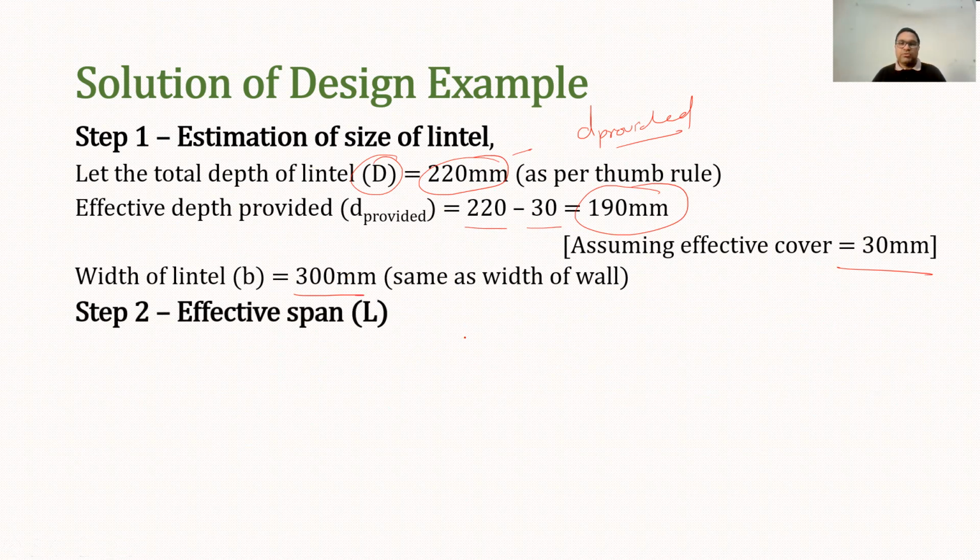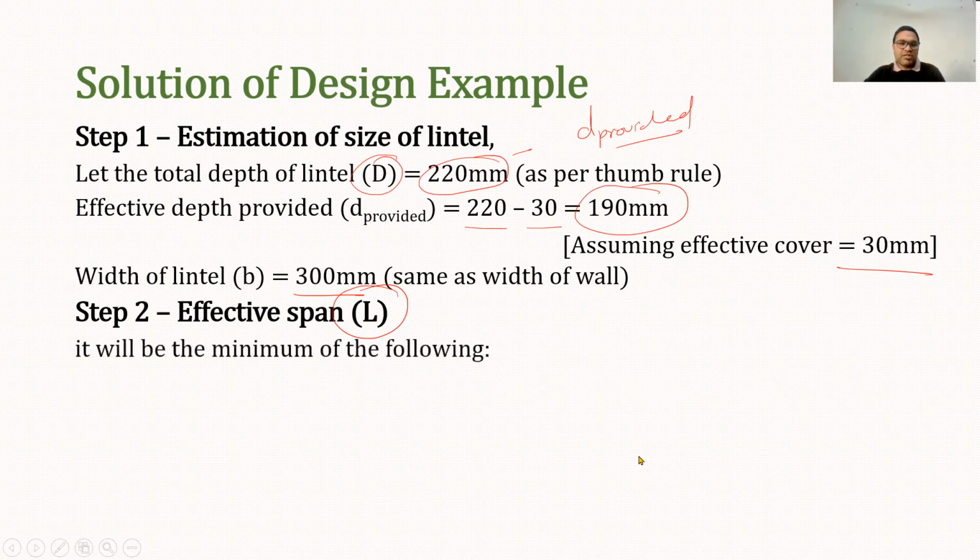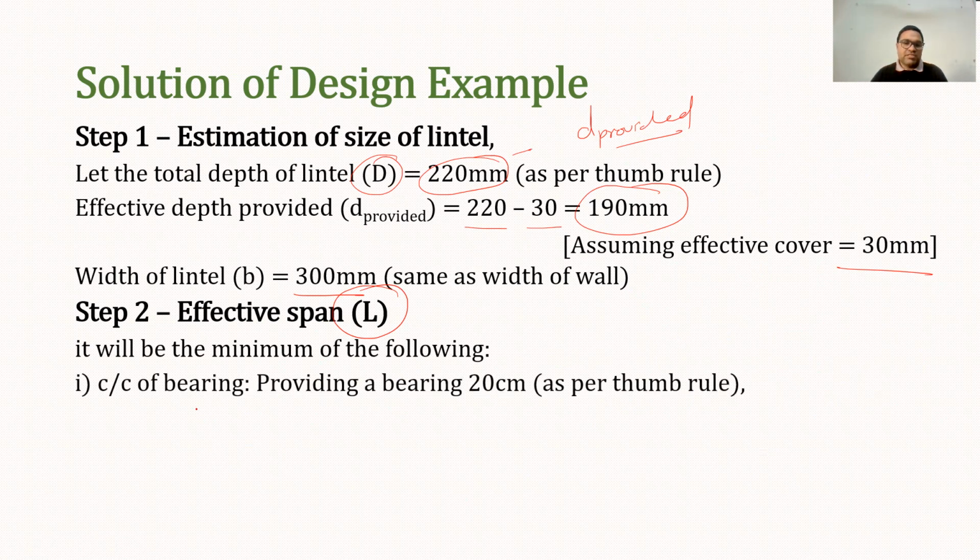Now we will go to the next step, in which we have to find out effective span. So just like we used to calculate effective span in case of singly or doubly reinforced beam, in the same way we will be calculating effective span here also. Basically, as per IS code recommendation, effective span is taken as the minimum of the following. First is the center to center distance of bearing. So if this is the lintel, this is the opening, so center to center of the bearing will be the value of L.